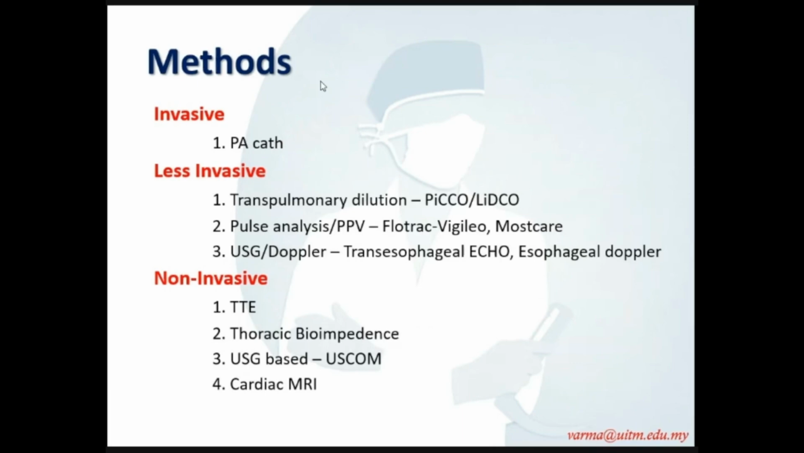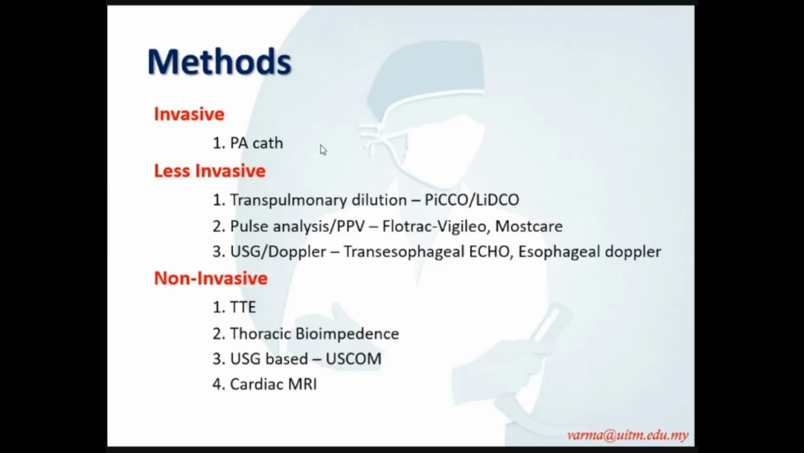Let's say in the SAQ, the first opening question might be: list various types of methods of measurement. You classify it this way. The most invasive way is using a PA catheter, pulmonary artery catheter, also known as the Swan-Ganz catheter. So that is the PA catheter.